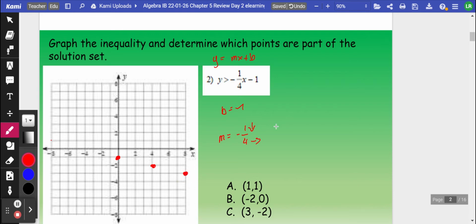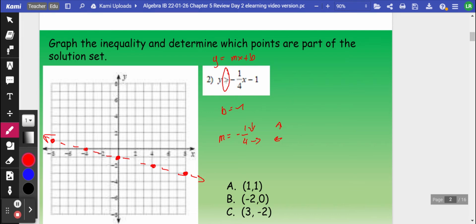To reverse it, you switch both of these. I go up and left. Up 1, left 4, up 1, left 4. Next thing we need to do is look at our inequality sign. This one does not have the or equal to line, so this is a dotted line. Make sure we make a dotted line.